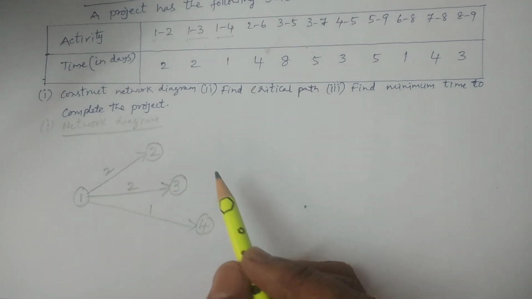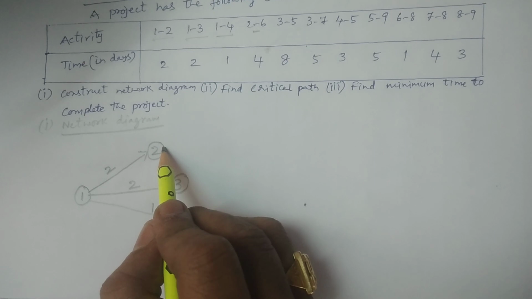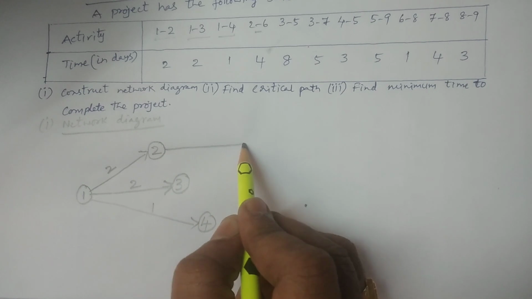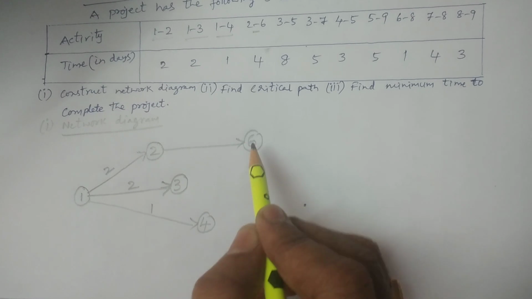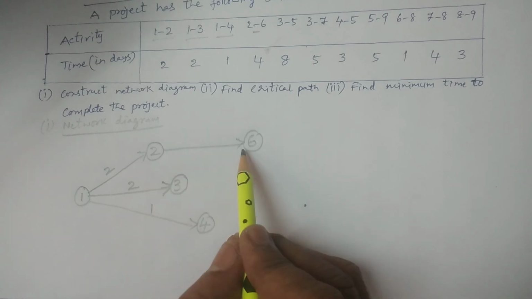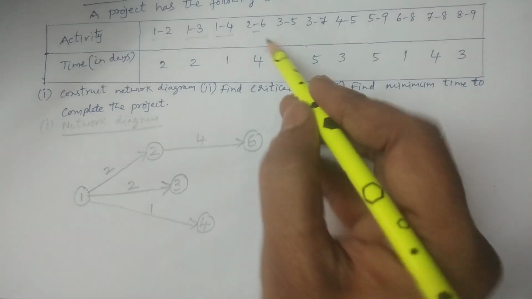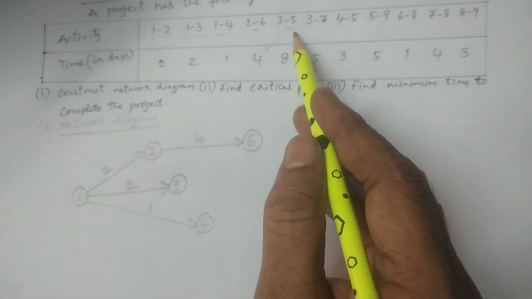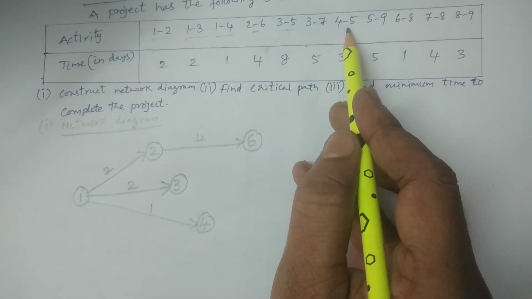And thereafter 2 to 6, another activity. After that we have 5, we will see later. For 2 to 6, I am connecting the two nodes 2 and 6. I am constructing the activity 2 to 6. The time duration is 4. And 3 to 5. And any more? And 3 to 7, 3 to 5, 3 to 7. There are two activities. And 4 to 5 also.